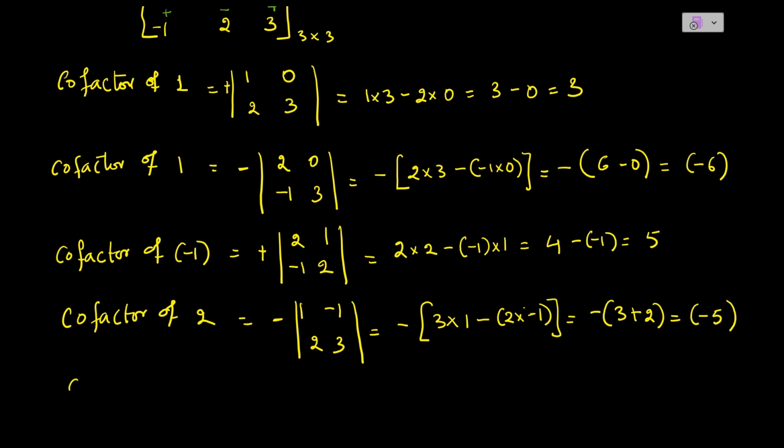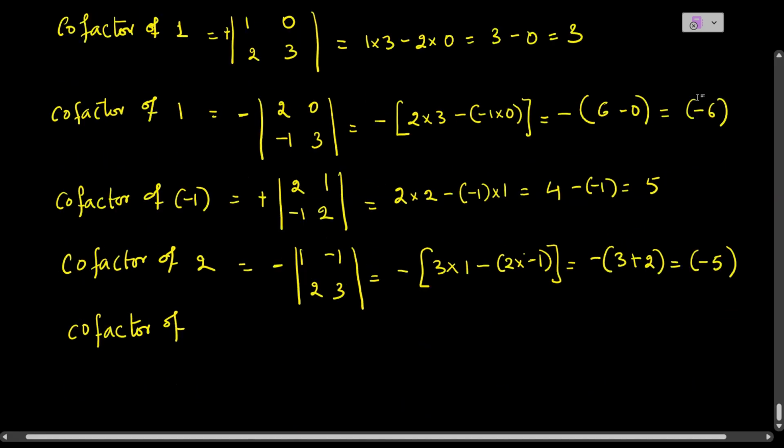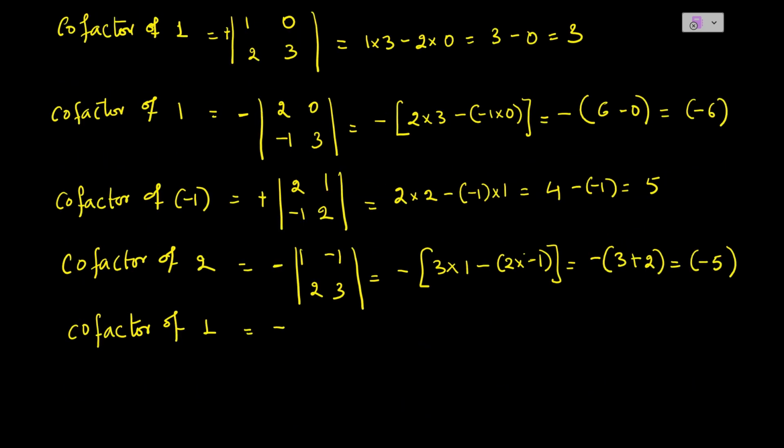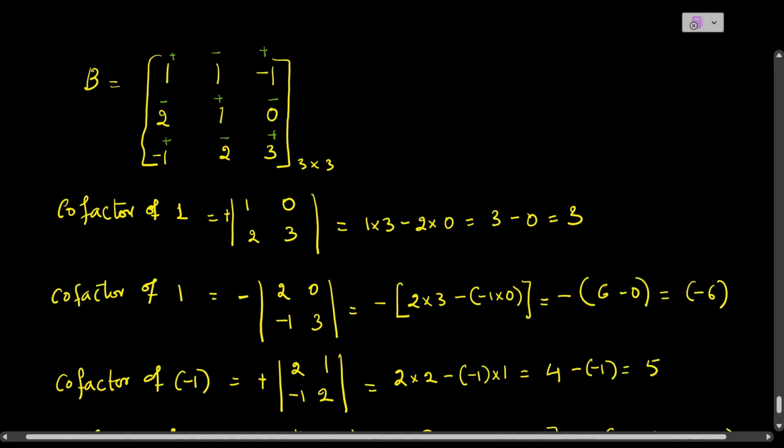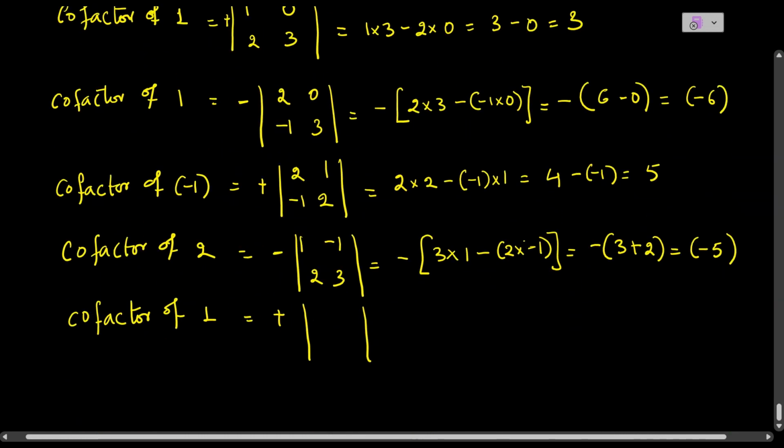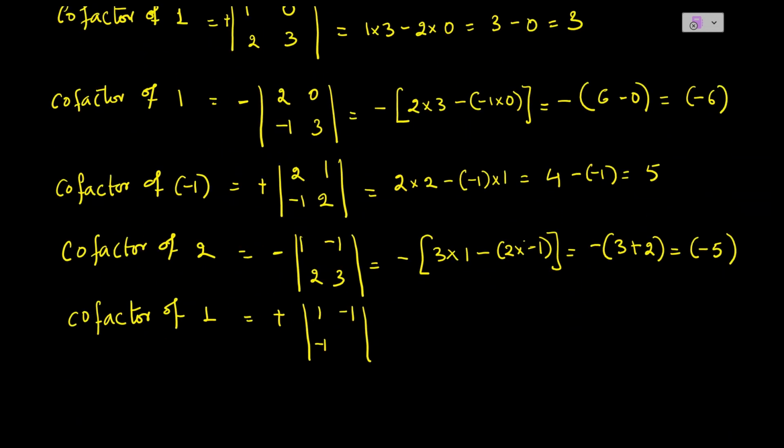Okay, next, what is the next element, students? Cofactor of the next element, 1. Its sign is positive. What is the remaining determinant? 1, minus 1, minus 1, 3. Okay, find its value. 1 into 3 minus of minus 1 into minus 1. Okay, this gives 3 minus of minus 1 into minus 1, which gives plus 1. 3 minus 1, that is equal to 2.